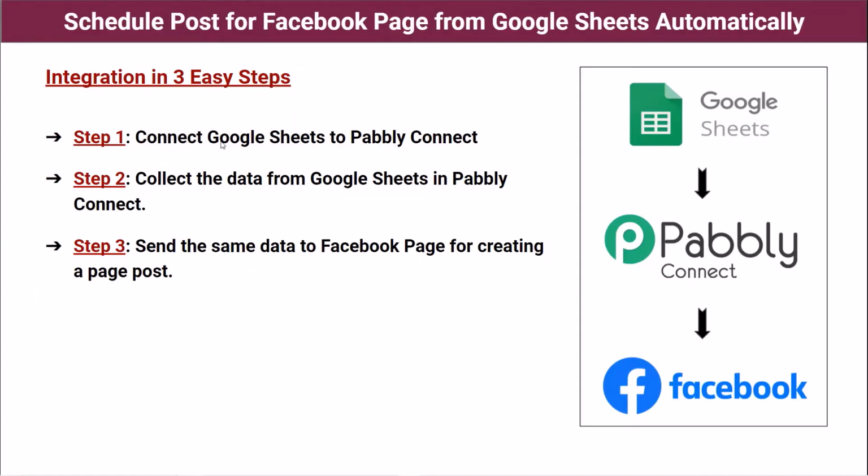Step 1 is to connect Google Sheets to Pabbly Connect. First of all, you are going to log into Pabbly Connect, and afterwards you are going to integrate Google Sheets and Pabbly Connect. Step 2 is to collect the data from Google Sheets in Pabbly Connect. So all the data that is present in Google Sheet will be sent to Pabbly Connect. Step 3 is to send the same data to the Facebook page for creating a page post. The data that we have received from Google Sheet will be used to create a Facebook post. The integration of Google Sheets and Facebook is very easy, and let me show you all of them in detail.